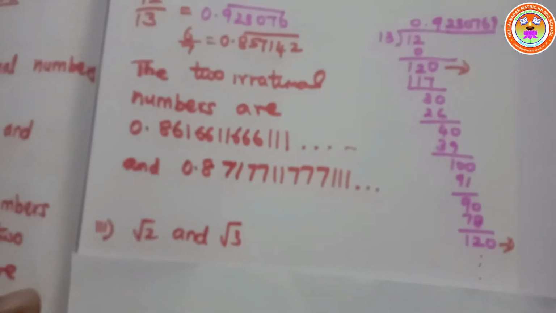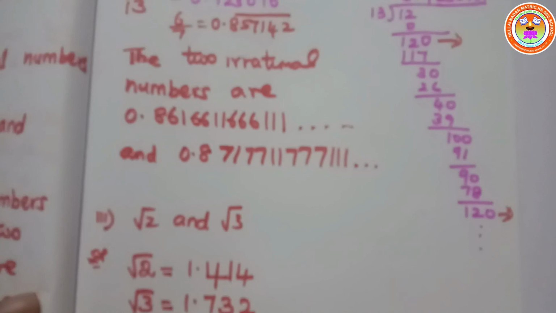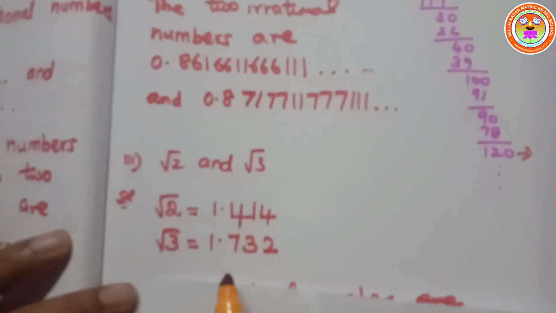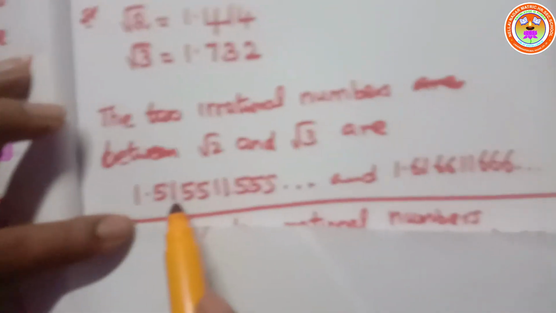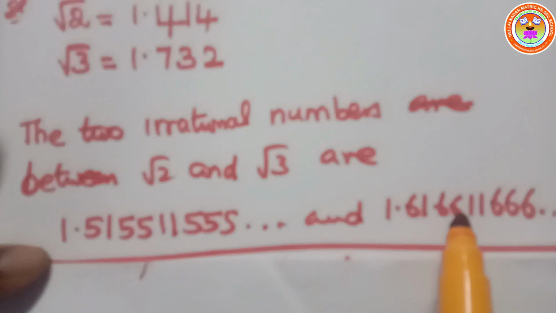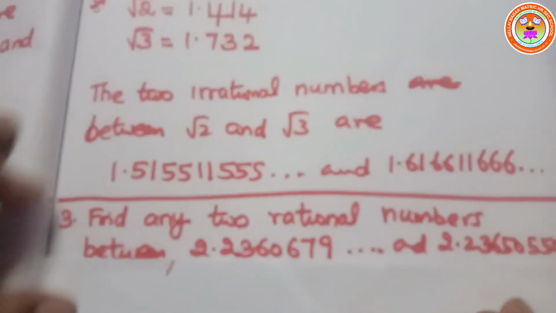Now root 2 and root 3, you know root 2 value is what? 1.414. Root 3 value is 1.732, right? So in between numbers you can write any number. So I can write 1.51551155 and 1.61661166. It's clear, children?